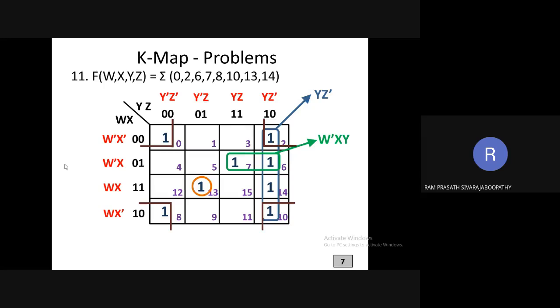Next, what about this one? For the single grouping, what about the expression? We have made a single group, the orange color. What expression will come for it? Kindly type it in the chat. Very good. Wx y bar z. As we are having only one cell, whatever is in the row we write as it is, whatever is in the column we write as it is. Combinedly we call it Wx y bar z.